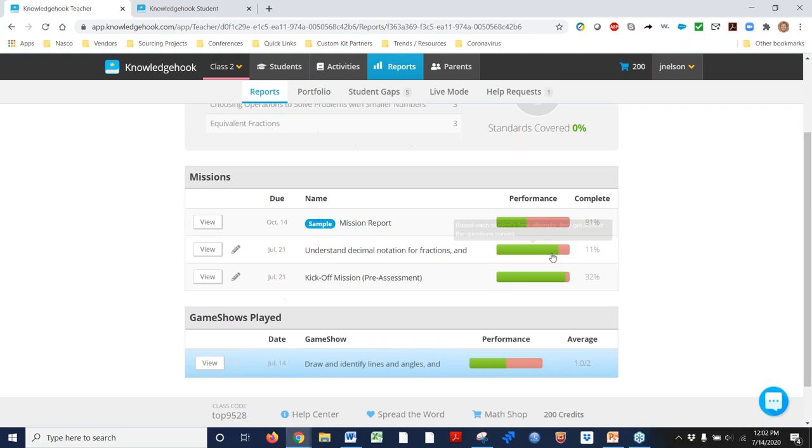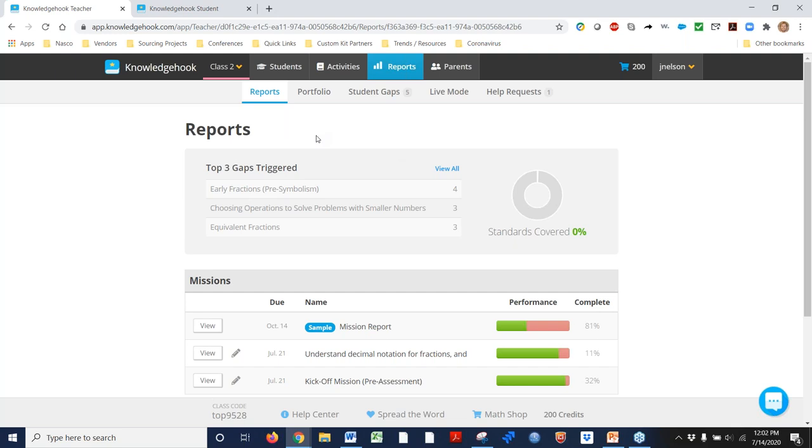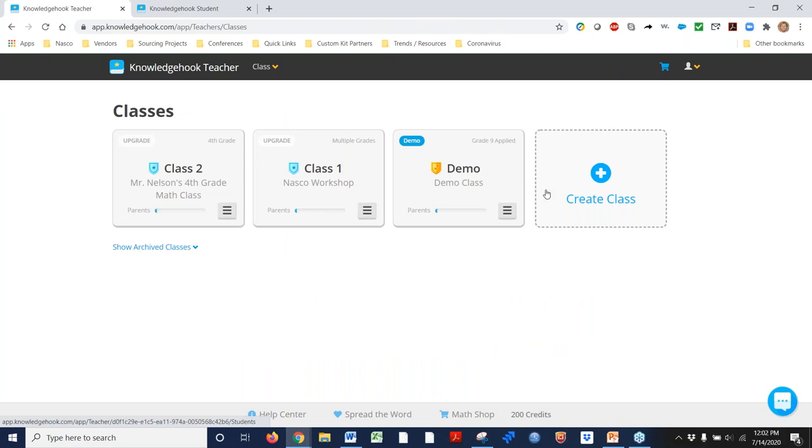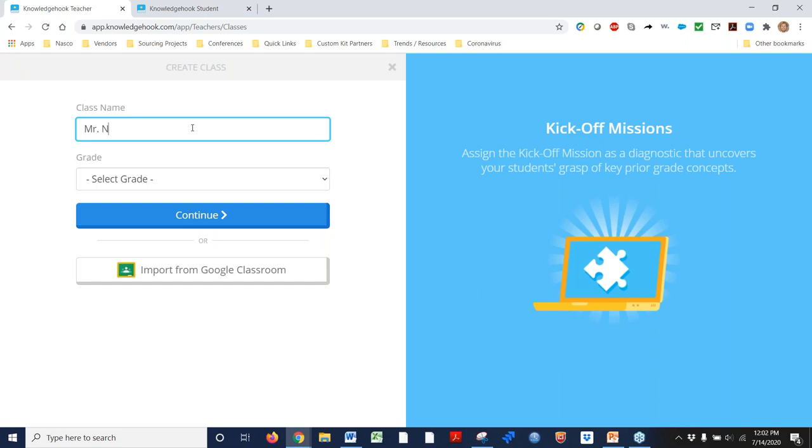Now, again, I went through that a little bit quickly. Knowledge Hook is definitely an integrated guidance system to help students. As you can see, it talks about performance, but again, it's a free accessible tool that you can use and sign up for. It's very easy to set up classes. All you have to do is create a class. You can import your Google Classrooms. You can do a name, Mr. Nelson's math class, grade 3. You can select your grade level, or you can do multiple grades if you want.